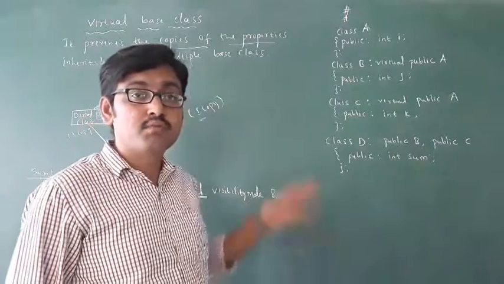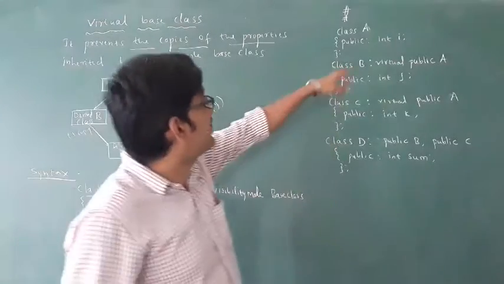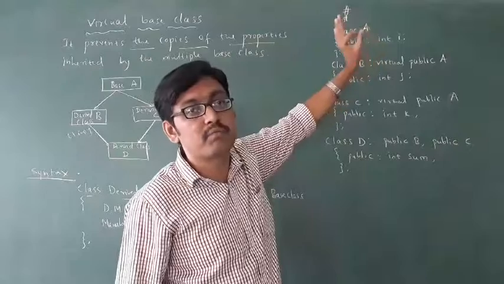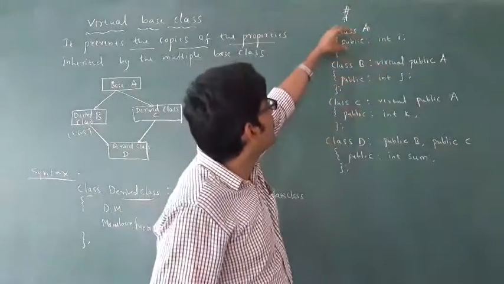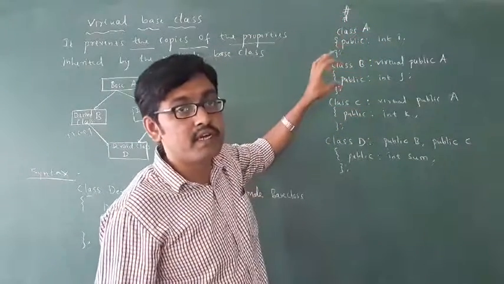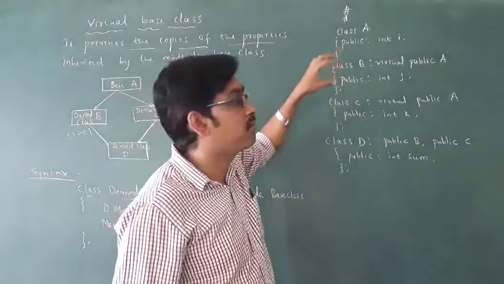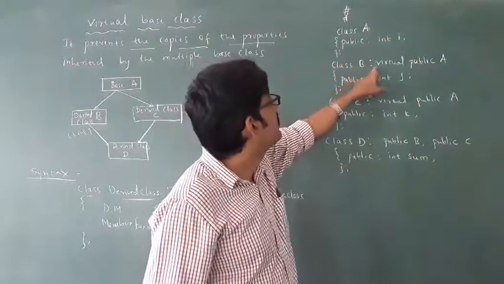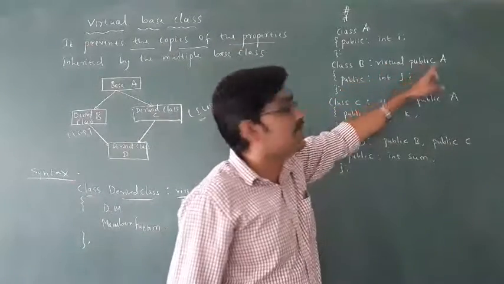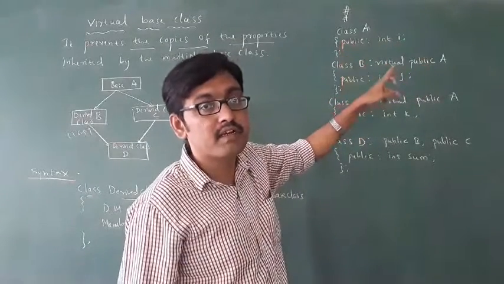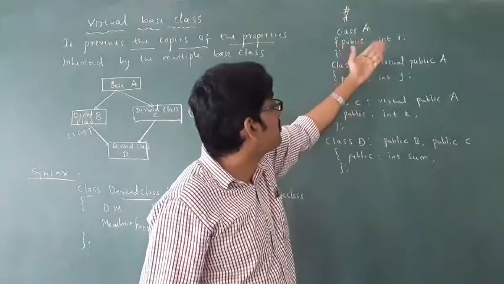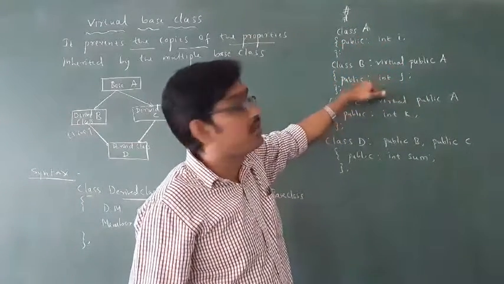In this program the class A is a base class. It contains the property i, which is one property. I want to inherit this property to B. Then what do you have to write? Class B virtual public A. Virtual means this A property will come to B.